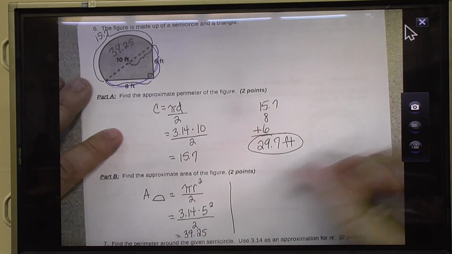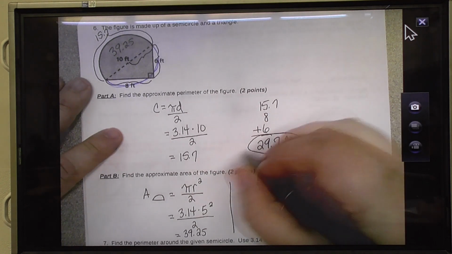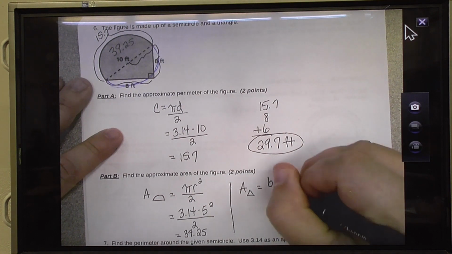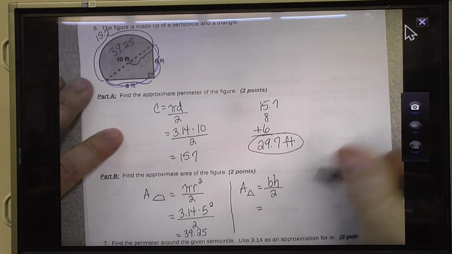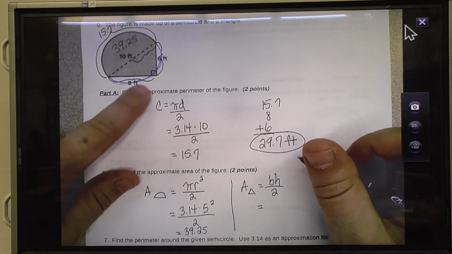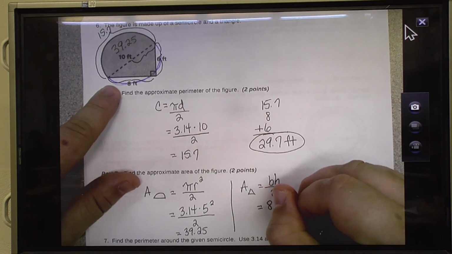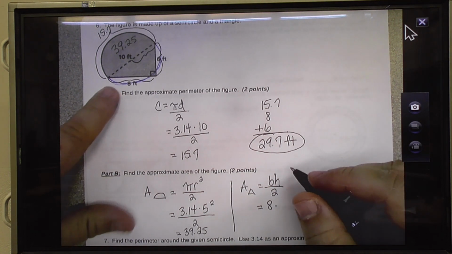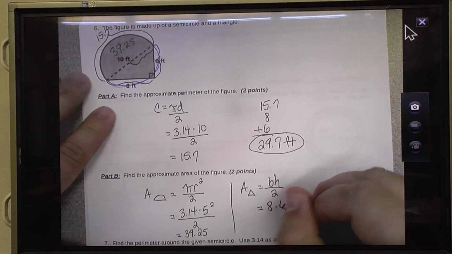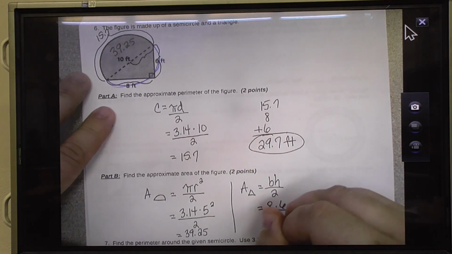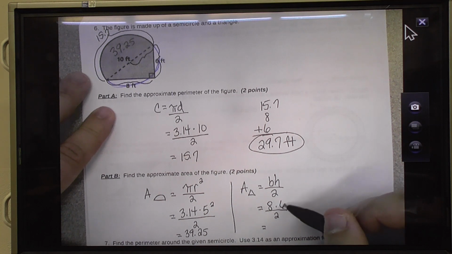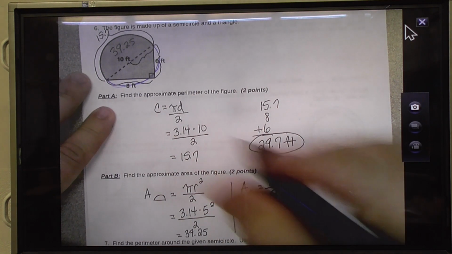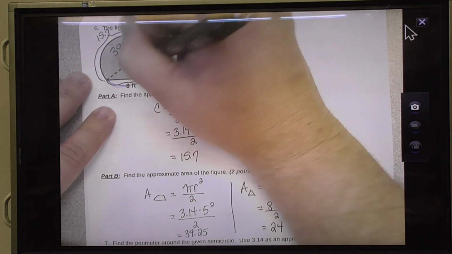I'm going to draw a little line to separate things. The area of the triangle is base times height divided by 2. What's the base of this triangle? The bottom, so the bottom of it is 8. What's the height of the triangle? 6. And then we need to divide that by 2. So 8 times 6 is 48, and 48 divided by 2 is 24. So the area of this triangle is 24.